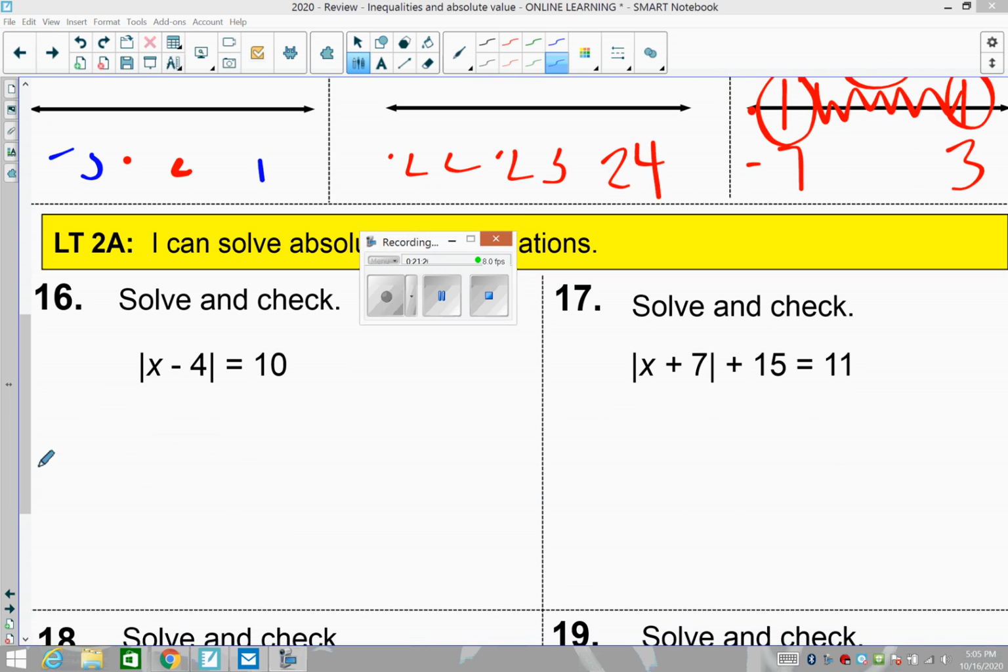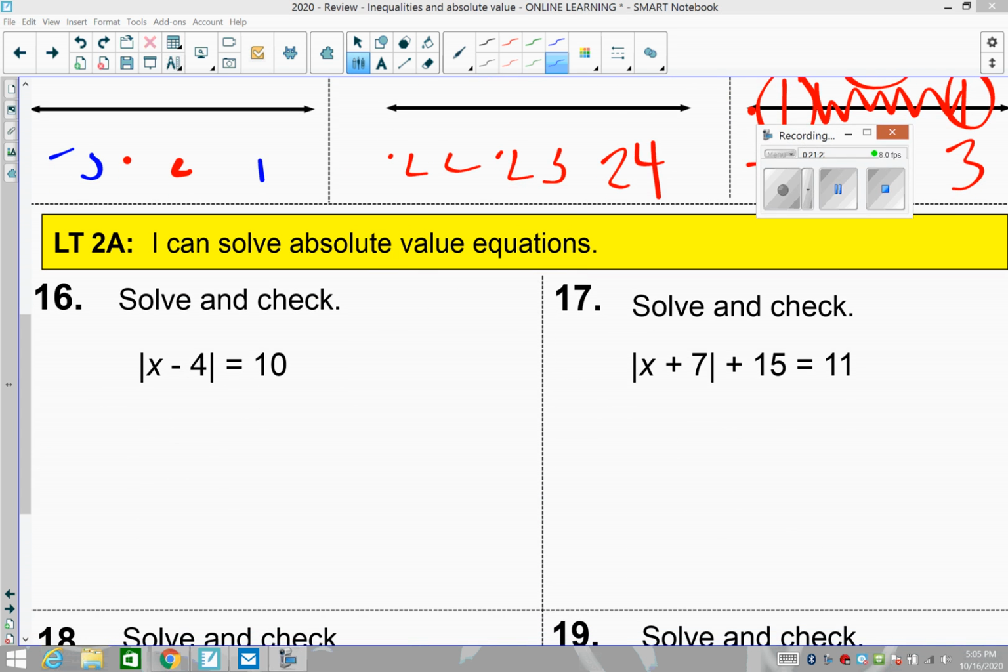All right, new learning target: I can solve absolute value equations. All right, absolute value equations. As we start to solve, you know that you will have 2 answers for each of these, if they're possible. Sometimes they're not possible.